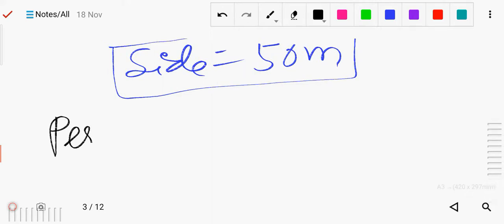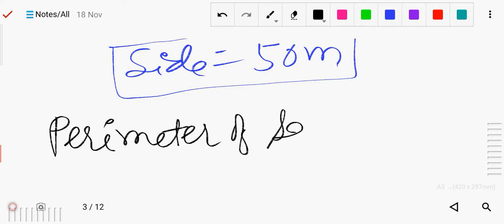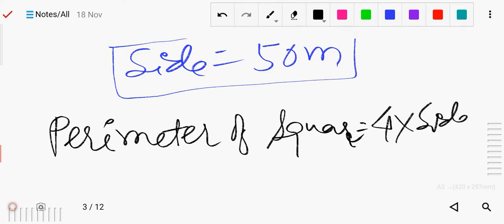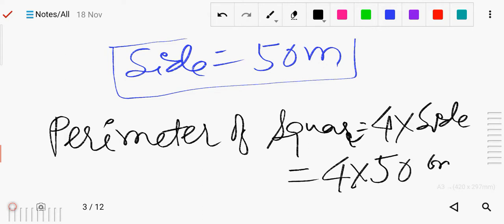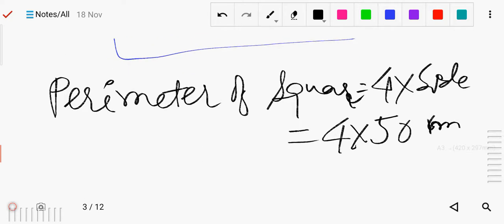So you can find the perimeter of the square. What is the formula for perimeter? 4 into side. So 4, and now we got the side 50 meter. Now we can multiply this, 4 times 50 meter, so it will be 200 meter. Okay, so that's your answer.